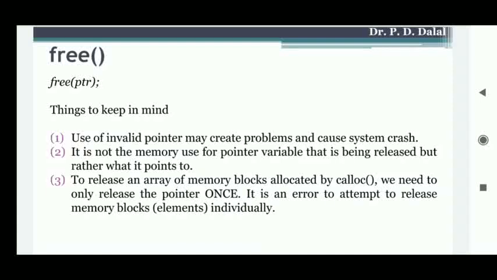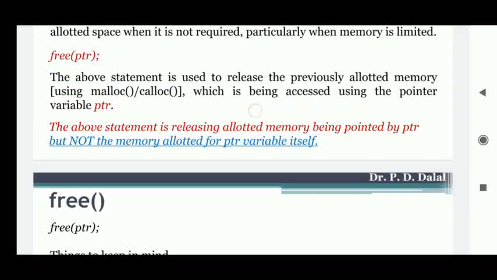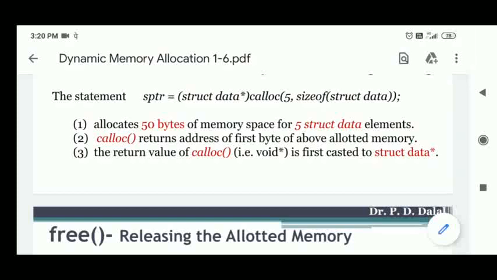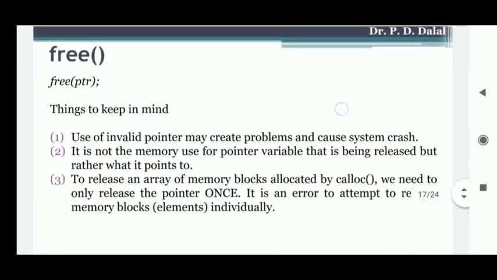That means, as I just discussed, SPTR points to that 50 bytes. So actually when we write free SPTR, it is releasing the 50 bytes, not the SPTR. To release an array of memory blocks allocated by calloc, we need to release the pointer only once. It is an error to attempt to release memory blocks or elements individually.